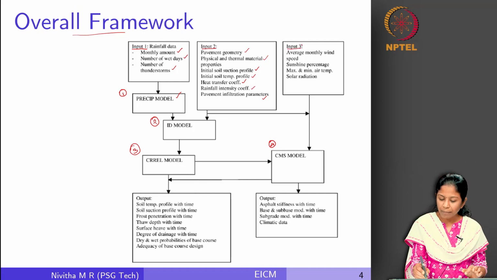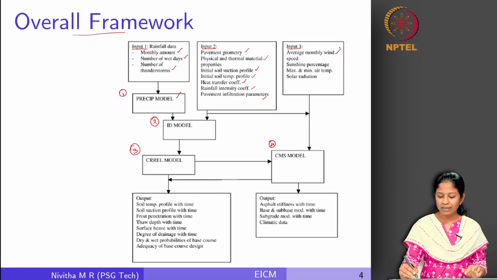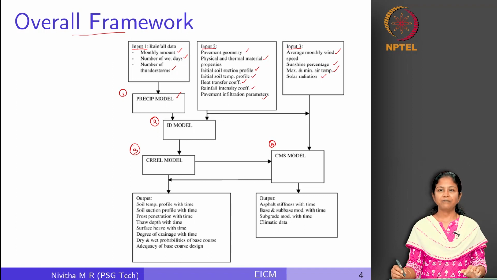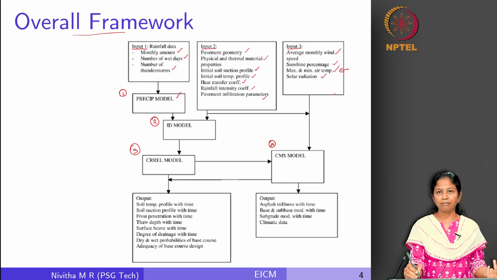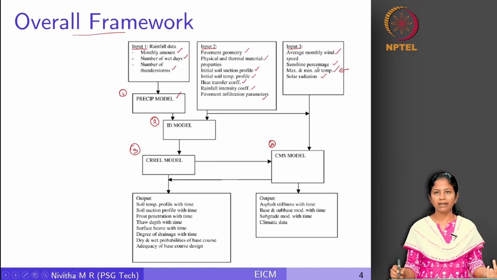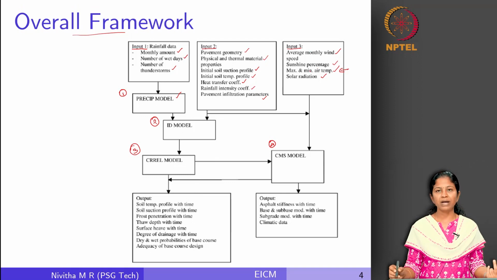The third input that we will be using is the average monthly wind speed, the sunshine percentage, maximum and minimum air temperature, and solar radiation, right. We have seen in one of the previous lectures how the air temperature and the other parameters like solar radiation, sunshine, and wind speed influence the pavement temperature. So we need all these input parameters. It is not only the air temperature. We have seen that the relation between air temperature and pavement temperature depends on all the other 3 parameters. We had already seen that in detail. So we need all of them as input.